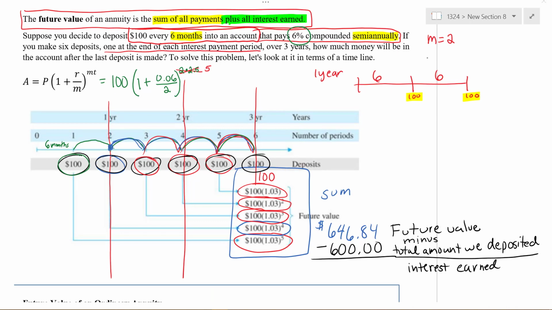I'm going to write this out next to the values. We have the future value of that annuity minus, we're going to subtract off the total amount that we deposited. We didn't deposit just $100, we deposited $100 6 times. So I want to make sure I subtract off the full amount or the total amount that we deposited throughout the duration of the annuity. What we have left over after we do future value minus total amount we deposited will be the interest that was earned for the duration of the annuity.